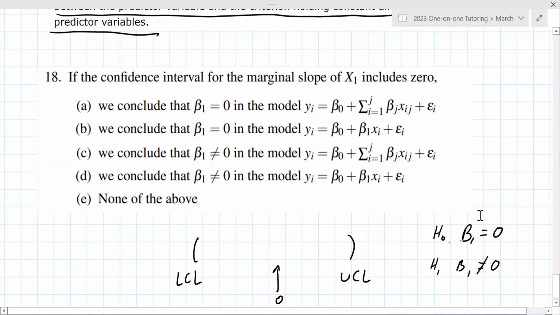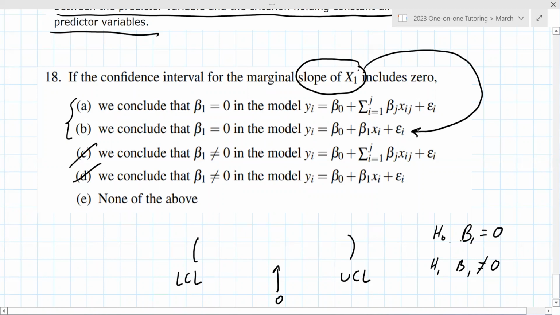We fail to reject. That's right. So it's either A or B, because 0 is in it. We don't know whether it's a little bit bigger or a little bit smaller. We just know it's for sure, and that gets rid of those two. Now the stuff on the right here is asking specifically for X1. So I'm leaning towards B because it's specific to X1.